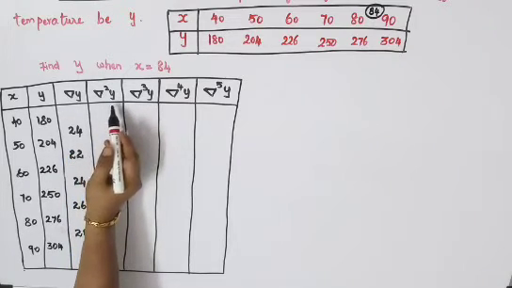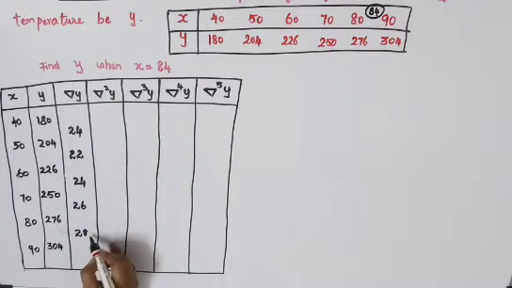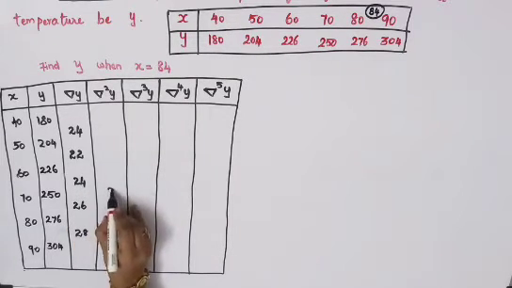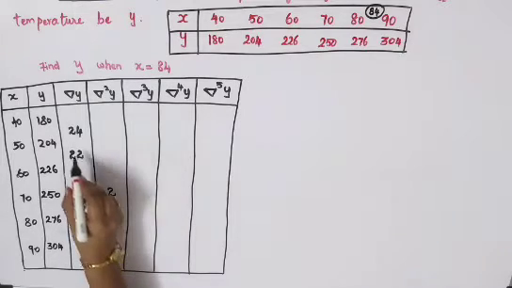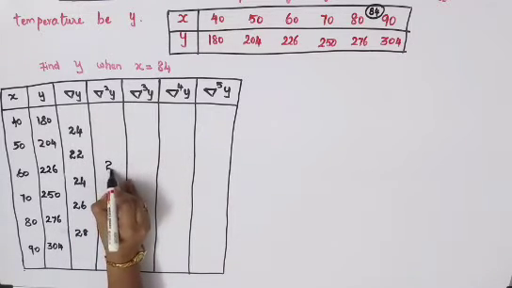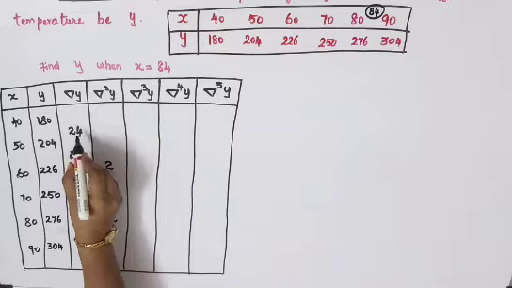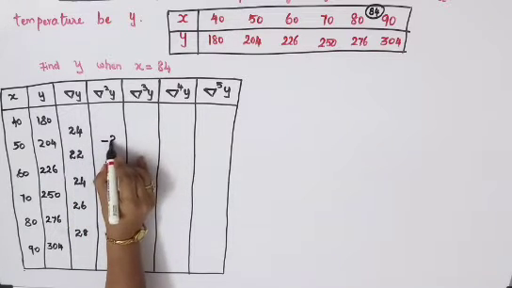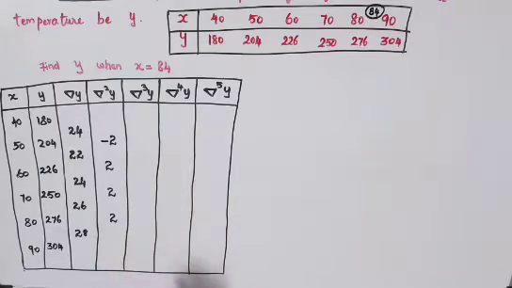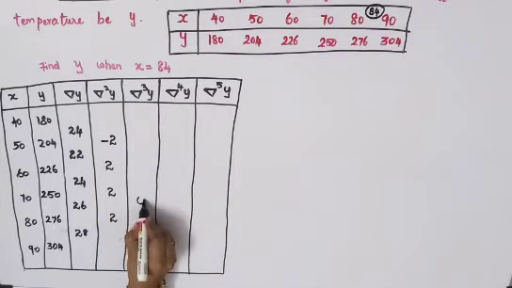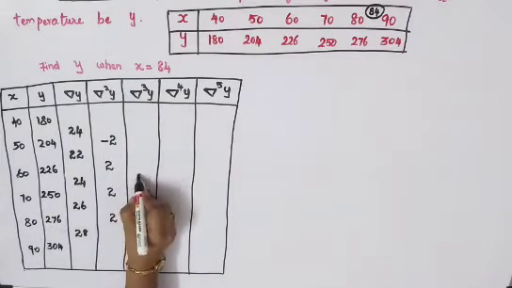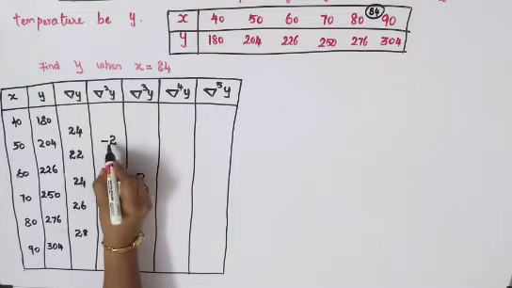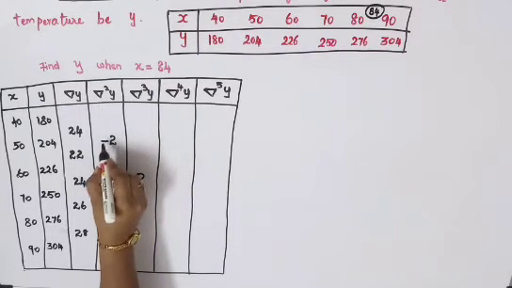Nabla square y, you will have to find it. Again subtract from down to top. So 28 minus 26 you will have 2. 26 minus 24 you will have 2. 24 minus 22, again you will get 2. 22 minus 24, so you will have minus 2, because 24 with minus is there. Again 2 minus 2 you will get 0. 2 minus 2, again here also you will get 0. 2 minus of minus 2, so this part it will become plus.